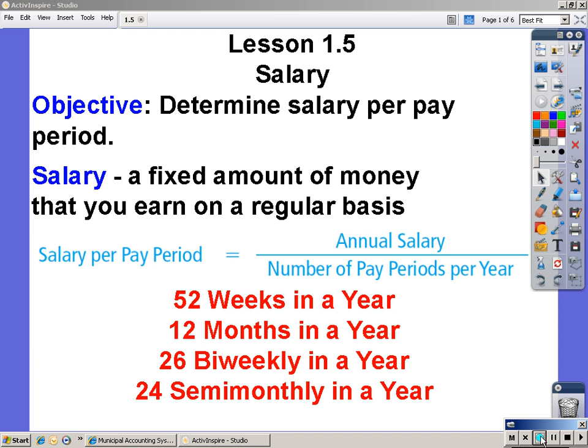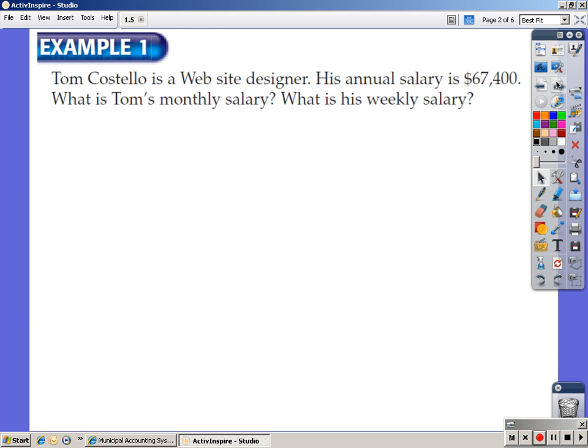All right, let's go ahead and move on. Let's look at example 1. It says, Tom Costello is a website designer. His annual salary is $67,400. What is Tom's monthly salary, and what is his weekly salary?